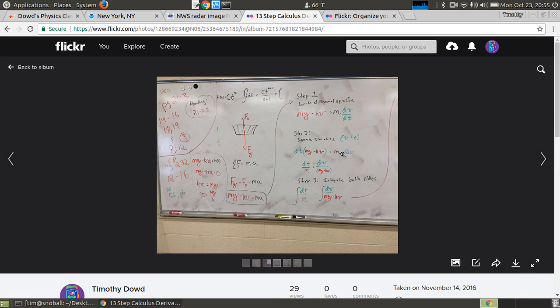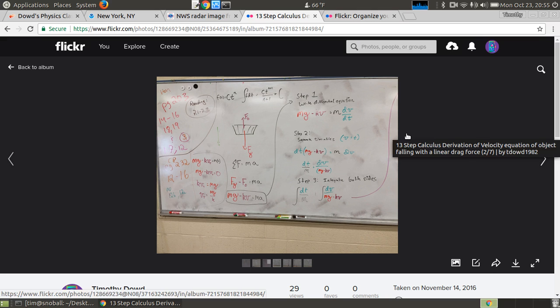So if you know my classroom at Manchester High School, this is the left side of a whiteboard. I'm going to go all the way across my front whiteboard, and then I'm going to go all the way across my side chalkboard. Derivation takes up a lot of space.